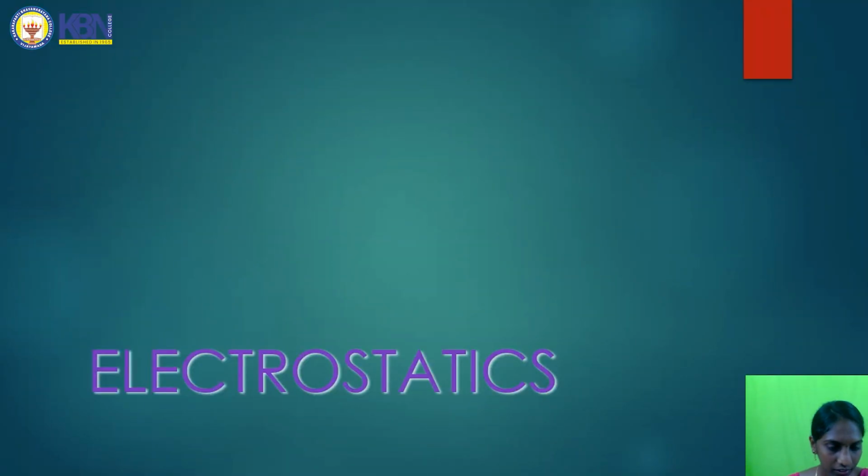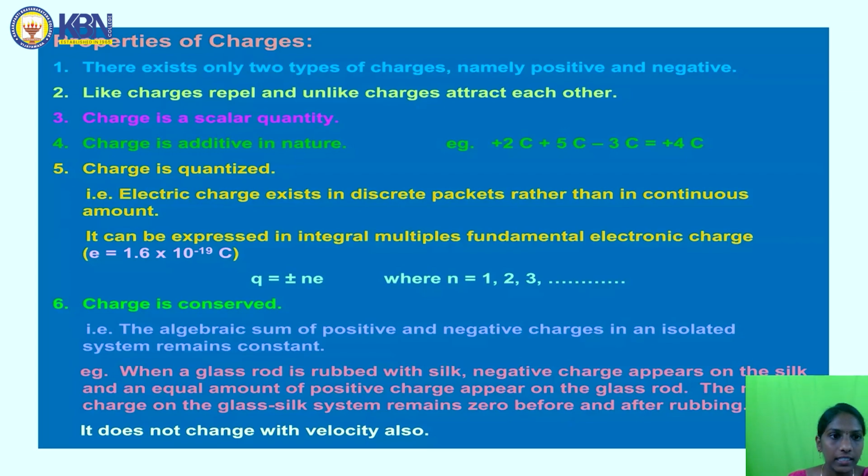Hi everyone, today we are discussing electrostatics, and in this topic we are discussing the properties of the charges. Only two types of charges exist, namely positive and negative. Like charges repel, unlike charges attract each other. Charge is a scalar quantity.